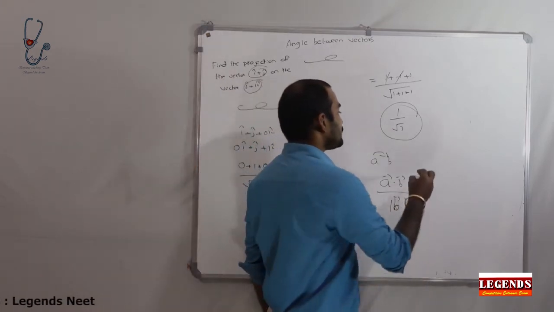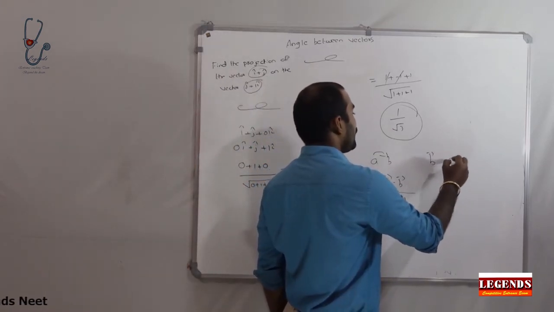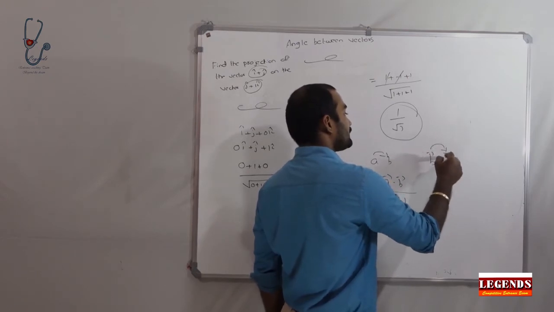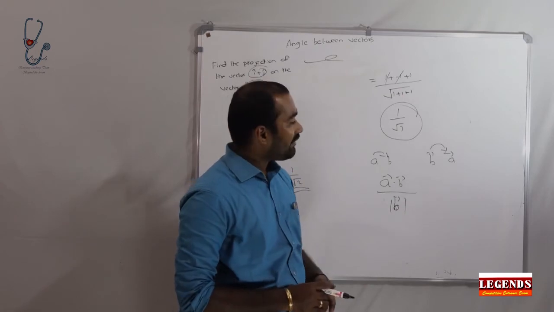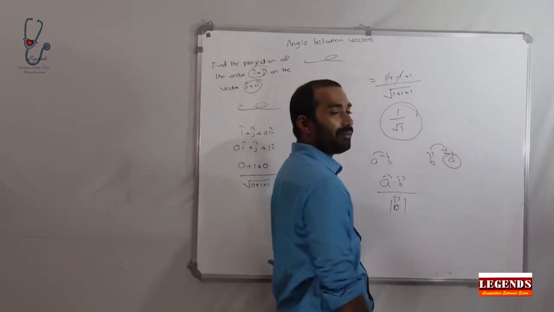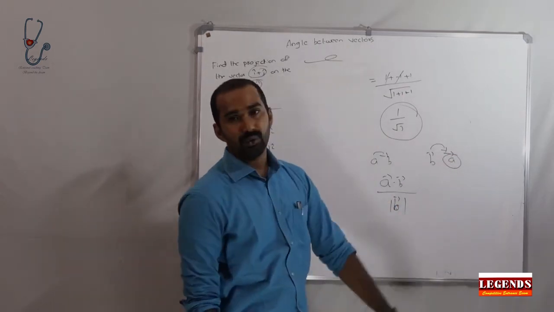Okay. Second one is how we can define the projection from B to A. The same procedure. First of all take the dot product of A and B, B dot A, and divide it by the magnitude of A, because the vector is going from B to A.